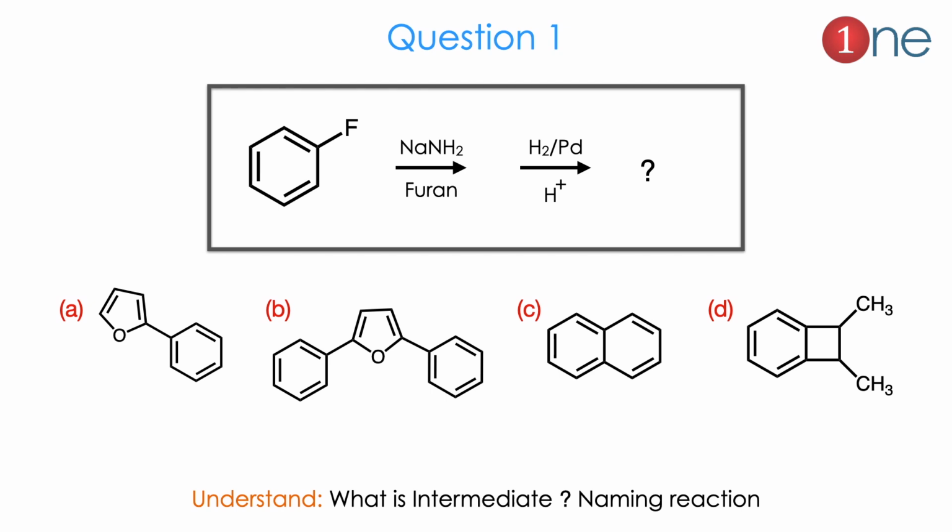Let us see question number 1. The starting material is fluorobenzene. You are using sodamide and furan, then hydrogen and palladium, and acid. They ask you to guess the product. Four choices are given: a benzene attached with a furan ring, or a furan attached to a benzene ring, or a naphthalene, or just a 4-member cyclic fusion with methyl groups. Here you have to guess the intermediate, and one naming reaction is involved.